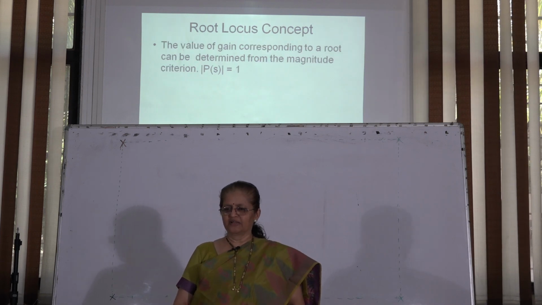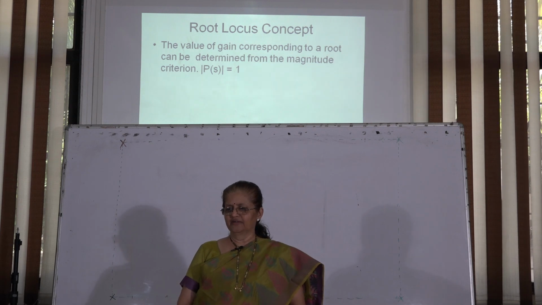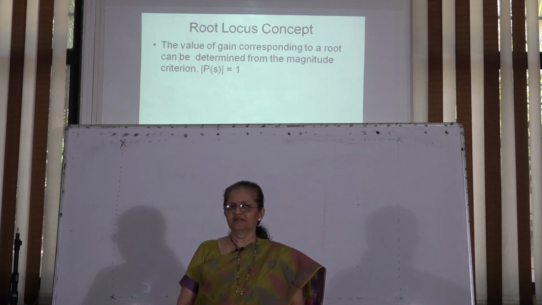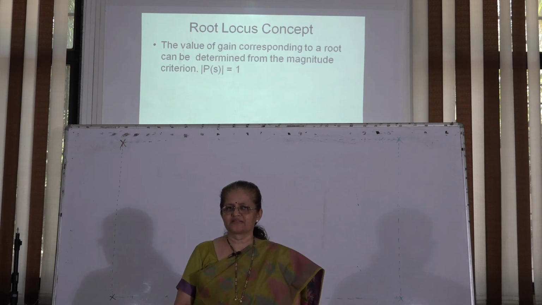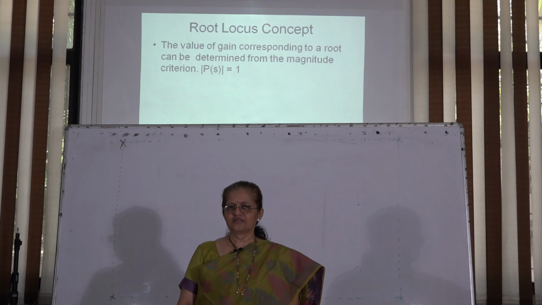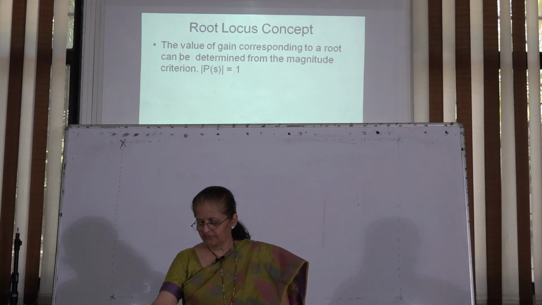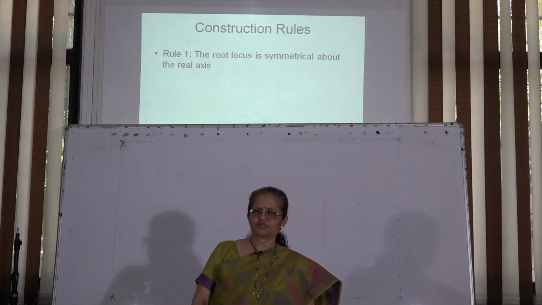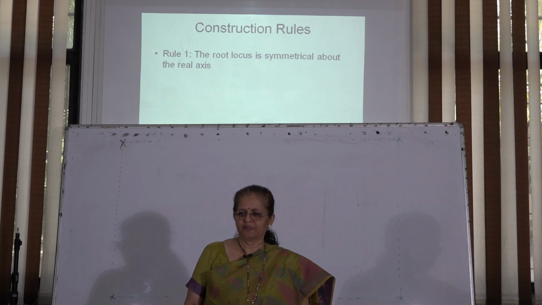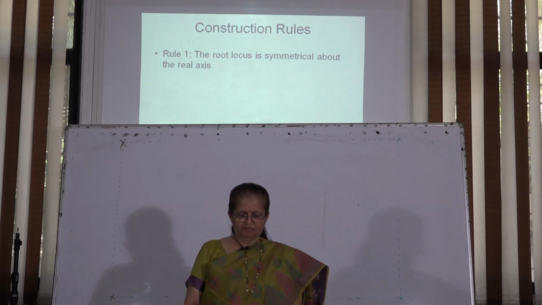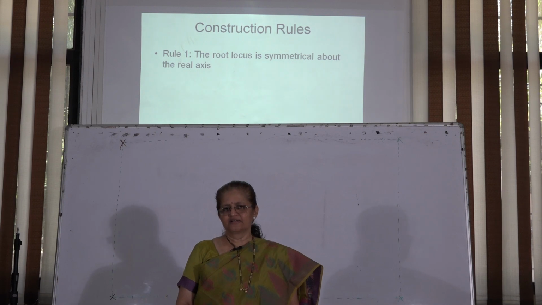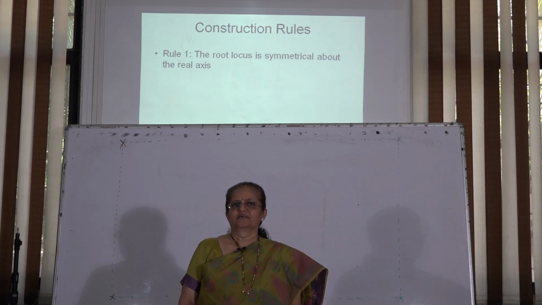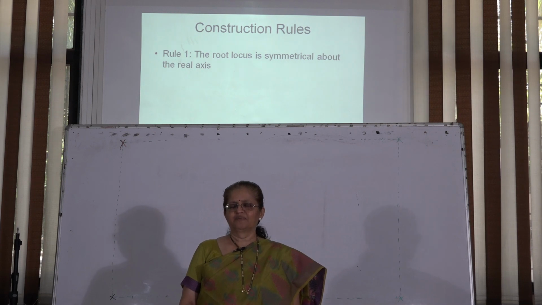The second is the magnitude criterion. The value of gain corresponding to a root can be determined from the magnitude criterion. What is the magnitude criterion? The absolute value of P(s) is equal to 1. We have seen this last time. Now, today we will see the construction rules, that is, how to draw an approximate root locus. These rules are particularly meant to get an approximate graphical solution or plot.